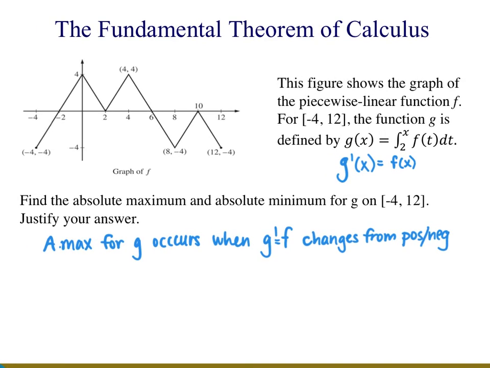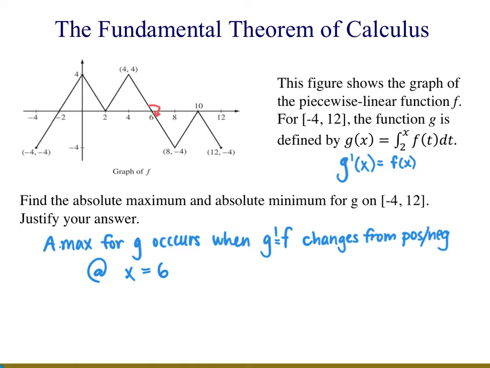So I need to look at this graph and find any time it changed from positive to negative. And I only see that happening once, so that is at x is 6. Now how about a min? Oh, but we want absolute. Oh good, I'm glad I read my own work.